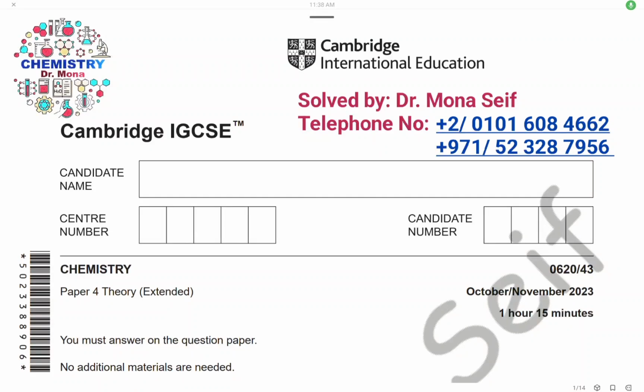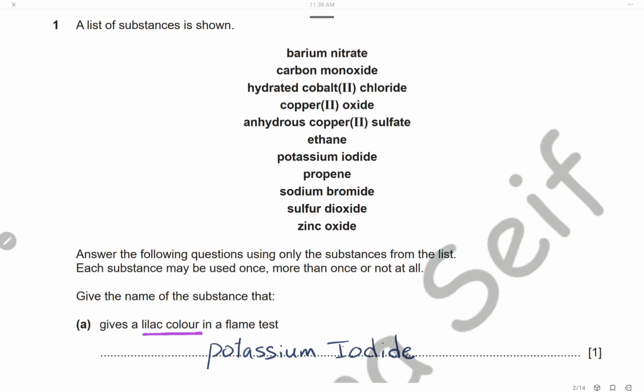Assalamu alaikum wa rahmatullah. Today, inshallah, we're going to solve Cambridge exam October-November 2023, paper 43. Let's start it. Question 1.